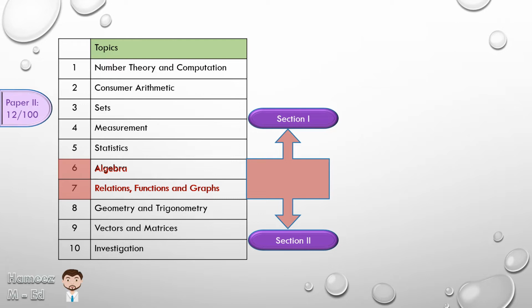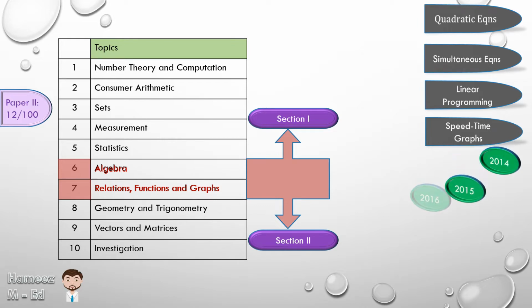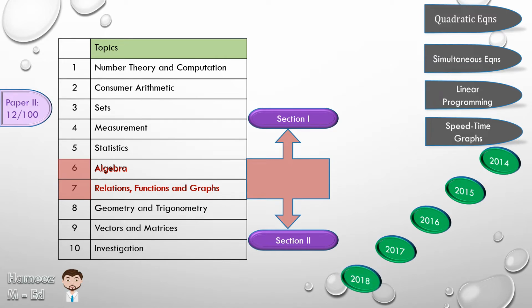Some major topics that appear within this include quadratic equations, simultaneous equations, linear programming, speed-time graphs, and we've looked at the past paper questions which have appeared every year for all 5 years from 2014 until 2018.